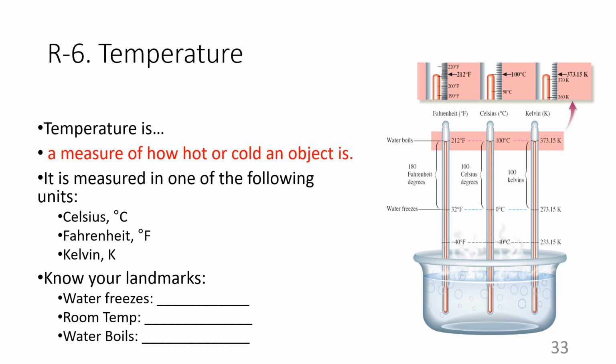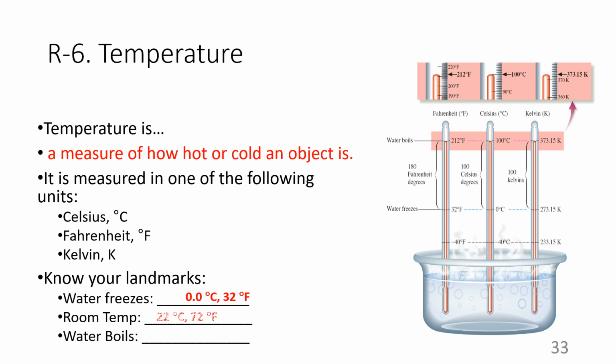And so because these three different ways of measuring temperature are out there, we are going to need to, first of all, know our landmarks, and second of all, know how to convert between all three of them. So what are the landmarks? Well, water being such a ubiquitous substance, we need to know where water freezes and where water boils. In Celsius, water freezes at 0 degrees Celsius. In Fahrenheit, it's 32 degrees Fahrenheit.